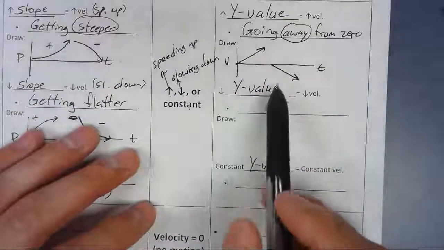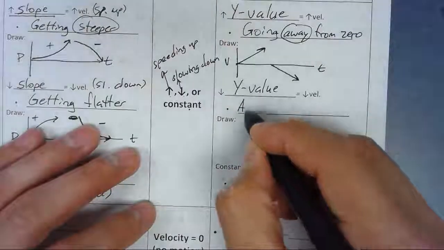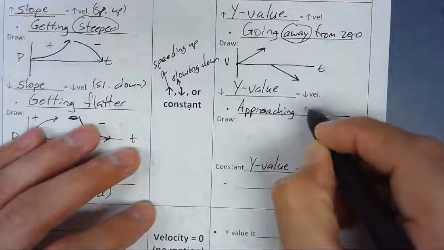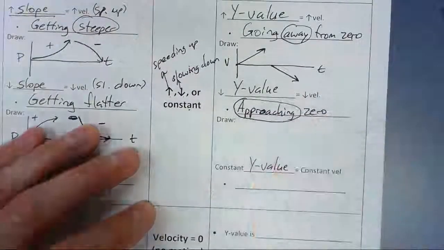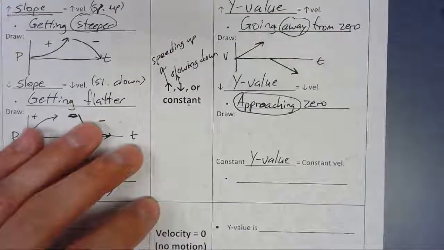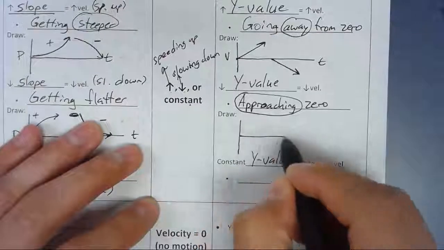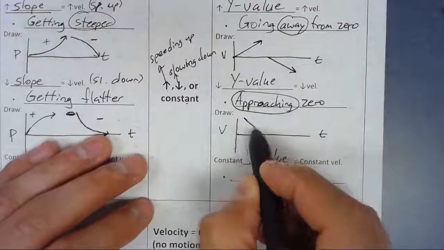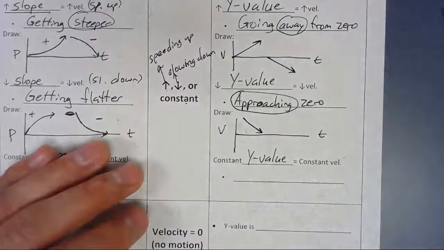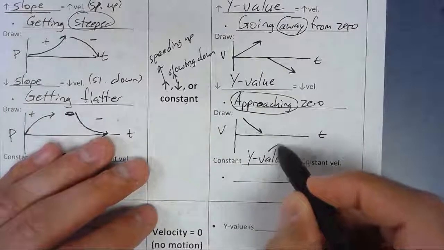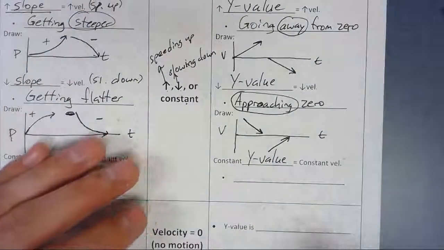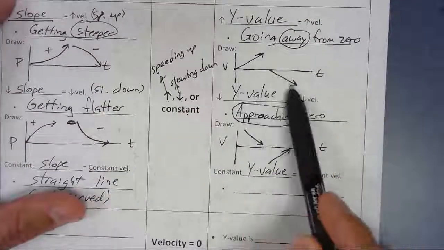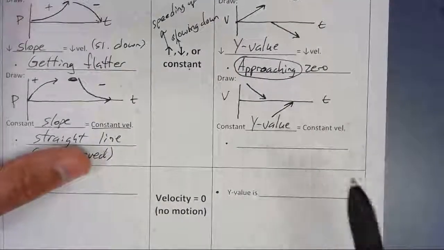Decreasing y value. Instead of going away from 0, these y values will approach 0. Approaching 0. So we can draw the two lines that we might see here for a velocity time graph. Positive velocity, where the y value approaches 0, looks like this. That's slowing down in a positive direction. Negative velocity, where the y value approaches 0, looks like this. That would be slowing down in the negative direction. So, going away from 0, speeding up, approaching 0, slowing down.